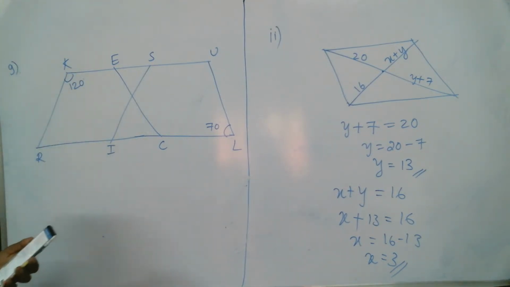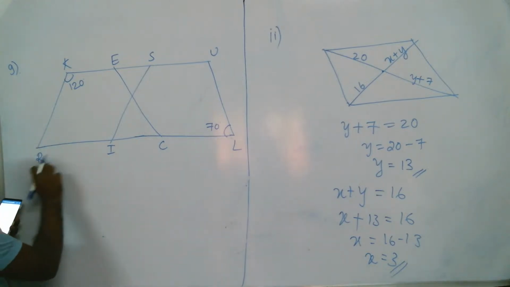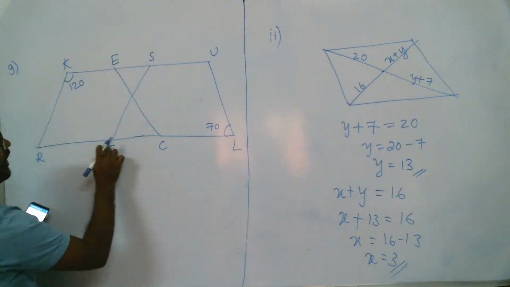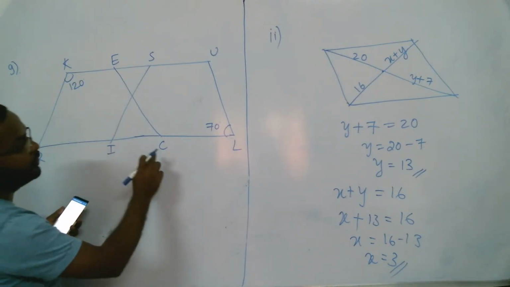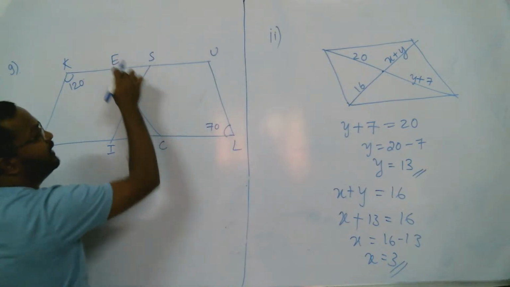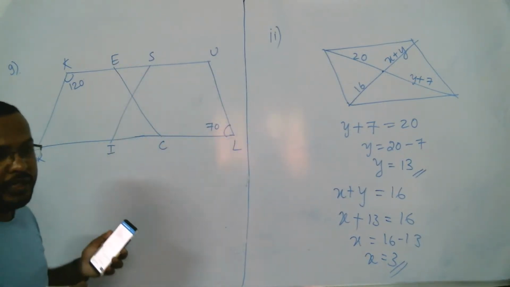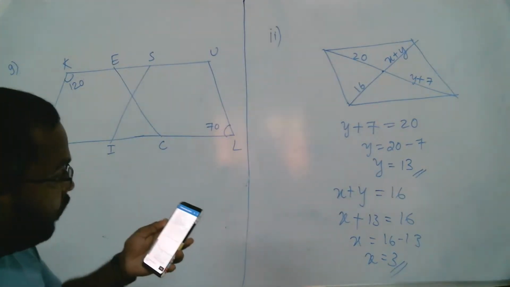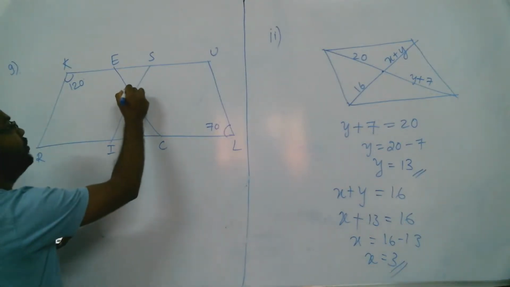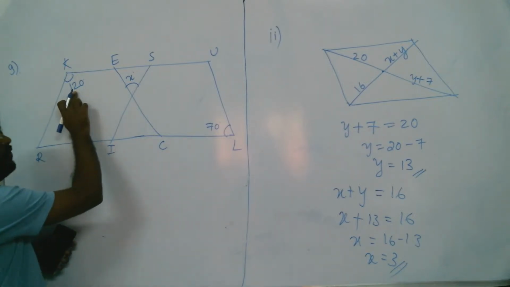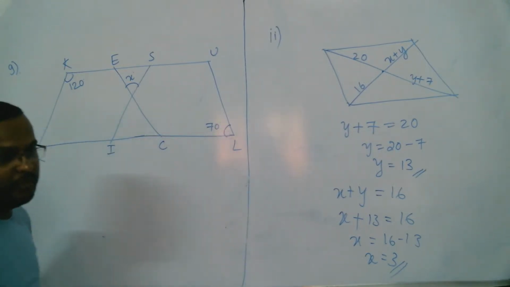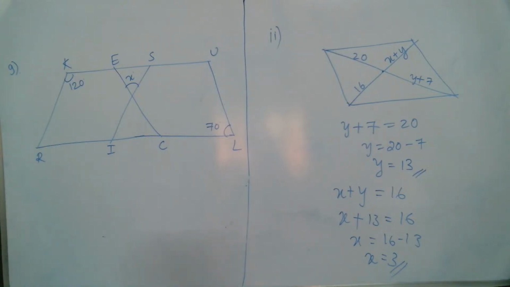So look at the figure here. What they're telling is, this figure RISK is a parallelogram, and also this figure CLUE is a parallelogram. So now they're asking you to find the value of x. This is your x. This angle is 120 and this angle is 70. So all of you try to find the value of x here. How can you find the value of x?